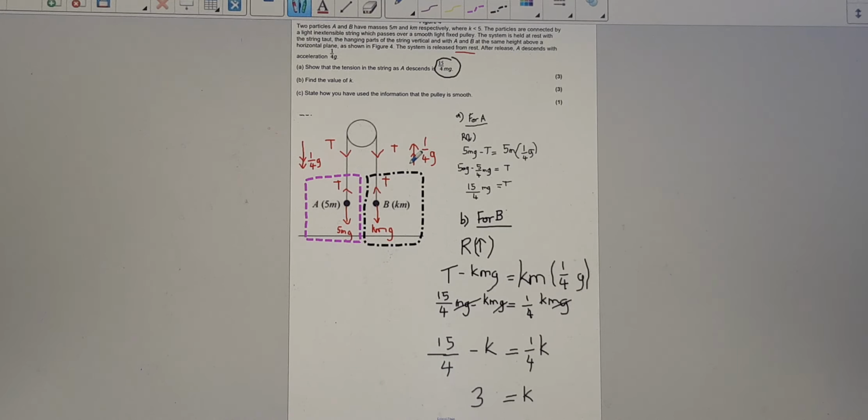Right, I'll talk through part C. State how you've used the information that the pulley is smooth. In the event that there was any friction acting here, the tension in these two parts would be different. So your answer to that is simply that the tensions are the same.